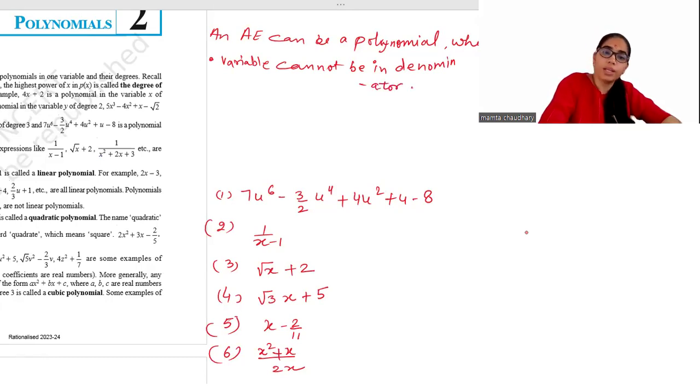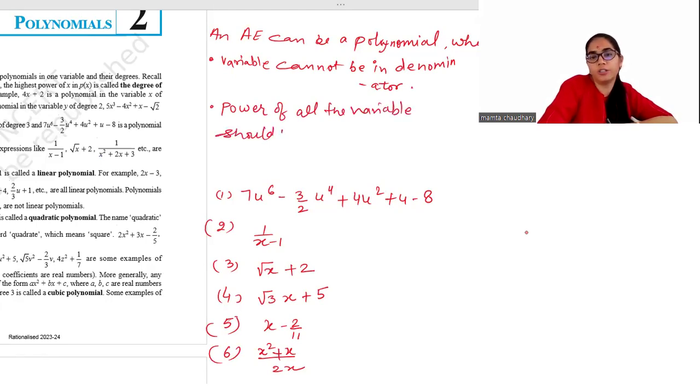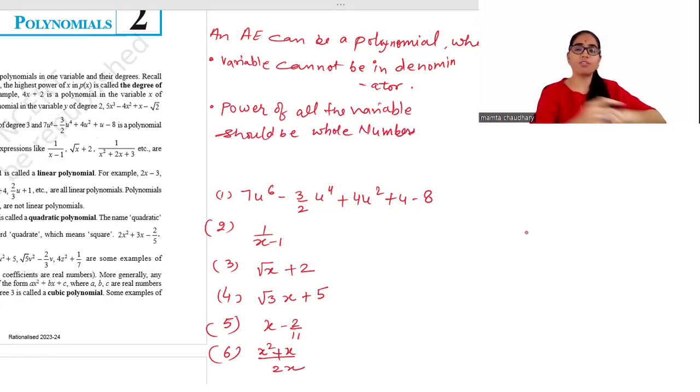Denominator. Now, the second thing: we will check the power, or the value of the power, of each and every variable. It means the power of all the variables should be a whole number. I hope you all know whole numbers. They are the numbers which start from 0: 0, 1, 2, 3, 4, 5, 6, and so on. So these are the whole numbers.